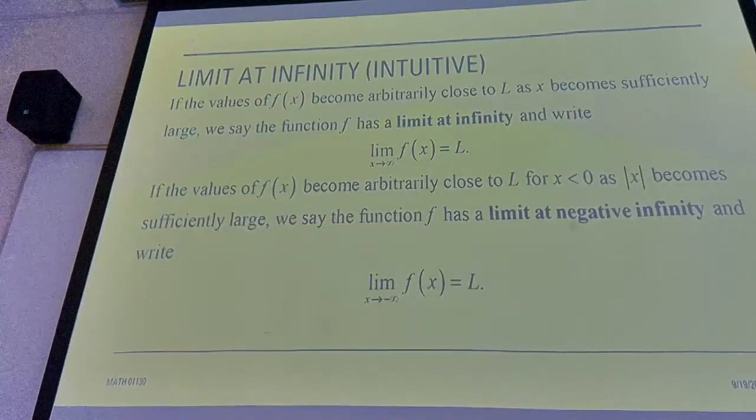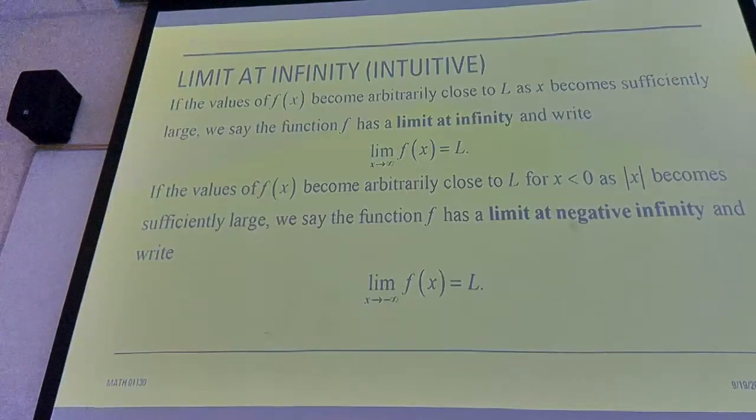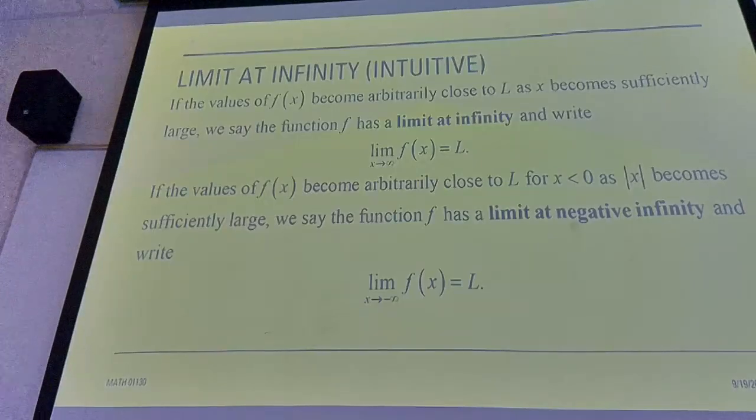Likewise, values of f of x become arbitrarily close to L as, or for x less than 0, as the absolute value of x becomes sufficiently large. Right, so meaning x is becoming sufficiently large in the negative direction. We say the function f has a limit at negative infinity, and we write the limit as x approaches negative infinity of f of x equals L.